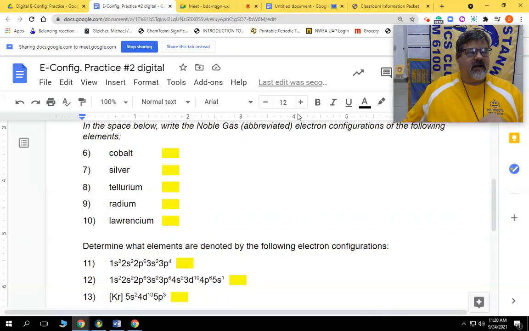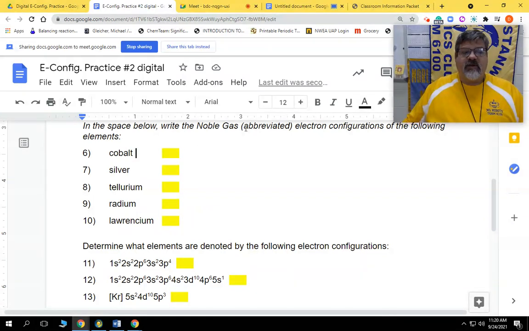Hey guys, welcome back to finish up our electron configuration practice worksheet number 2. We're starting off with question 6 because we already did the other ones. Sorry, I got interrupted there, so I had to cut it short and do this. Let's start right off with number 6.